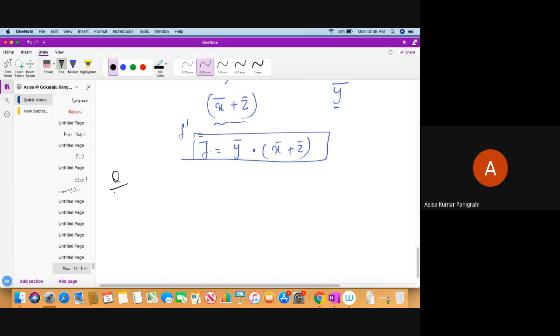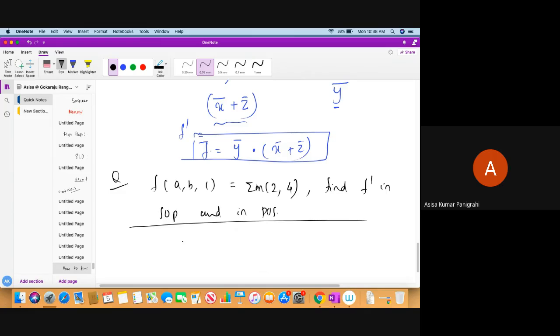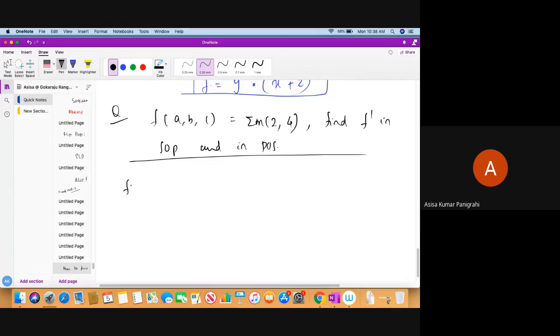So next question is, let's say, this is the question which was asked in 2018, students. See here in the main exam, f of a comma b comma c is summation of m 2 comma 4. Find f bar in SOP and in POS. So in both the cases he has asked you. You know how to find f bar in SOP. Very simple. The function is given already in SOP form, so we don't need to worry about it. I have just taken the function as summation of 2 comma 4.